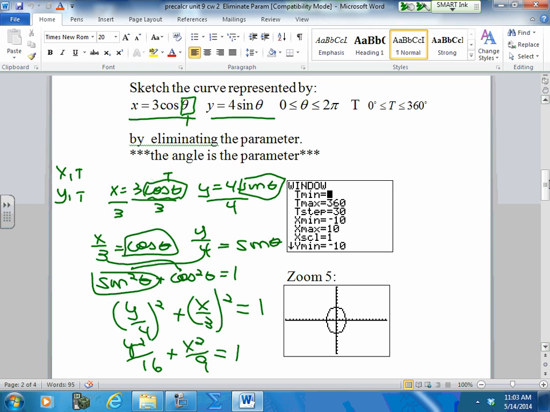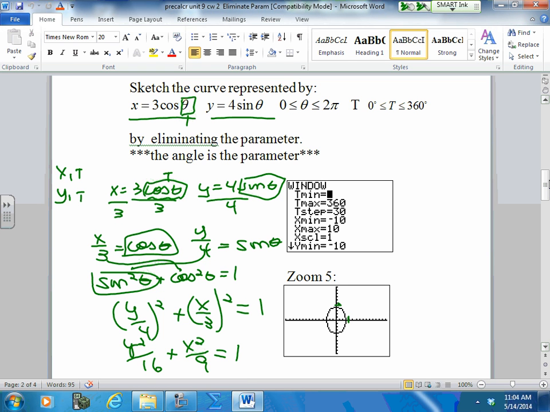0, 0. Which one is your major axis? The y, because it's larger on the bottom, not because it comes first, but because it's larger. So look, your y went up 4 and over 3. There it is. There's your ellipse. So we took your two parametric equations and we made one rectangular equation.